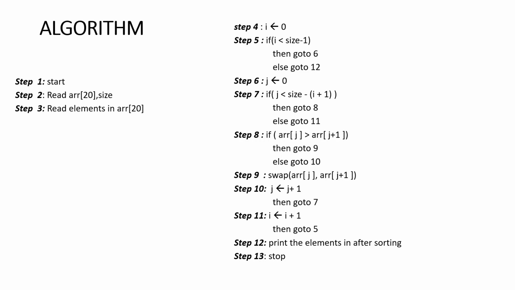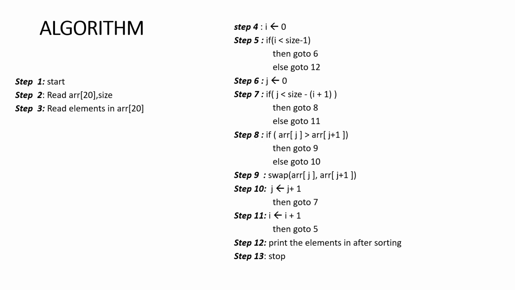Here, why in step 7 do we check the condition j less than size minus i plus 1? We can clearly observe it in the previous iterations. In iteration 0, I incremented j up to the third index. In iteration 1, I incremented j up to the second index. In iteration 2, I incremented j up to 1, and in iteration 3, I didn't increment j. So this satisfies that condition, and that's why I took the condition j less than size minus i plus 1.